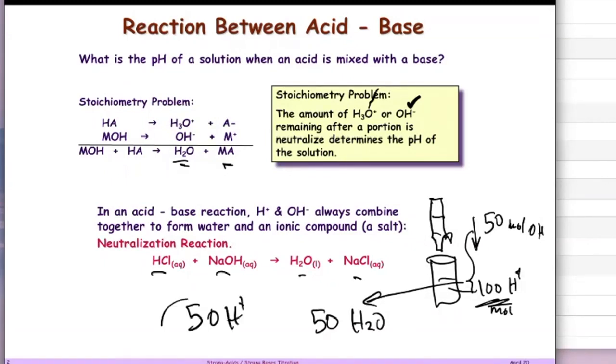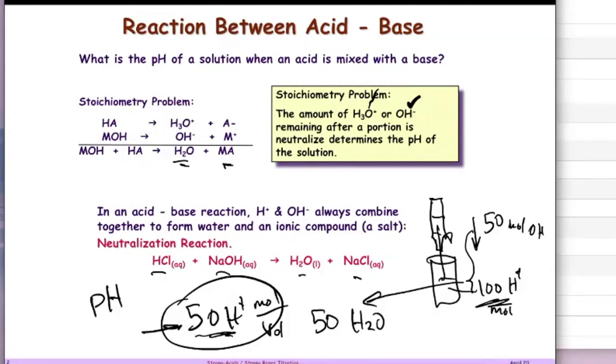That chemical right there, and this is key, is going to dictate the pH of the solution. Whatever that concentration of what remains unreacted, it'll be the moles over the volume, and the volume is the new volume after you added the hydroxide. That'll be the concentration of the hydronium, and you use that to calculate the pH. Okay, so that's the stoichiometry part of this particular discussion.